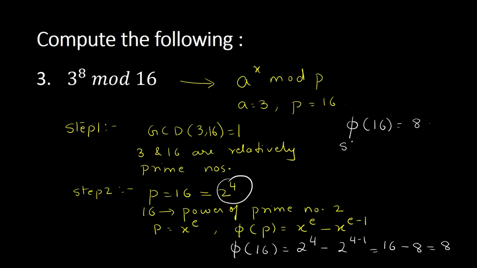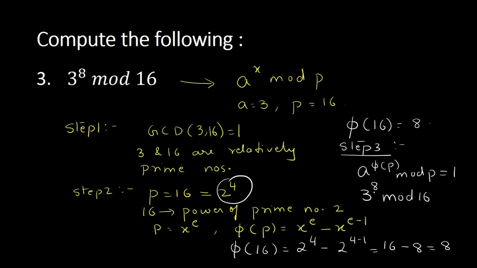Then we move to step 3 where we apply Euler's theorem. Euler's theorem states that a raised to phi of p mod p can be replaced as 1. So what is a for us? It is 3. What is phi of p? That is 8. Mod p, what is p?